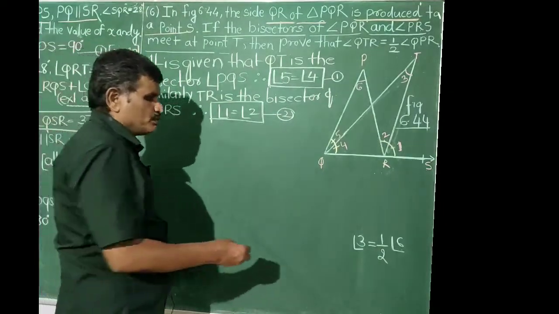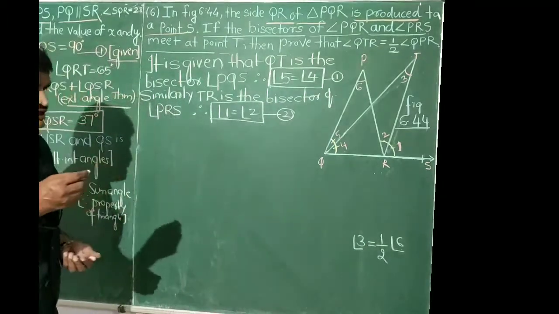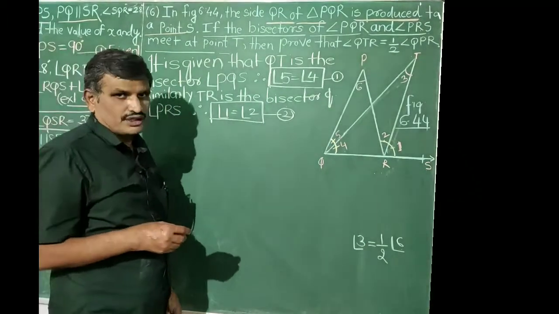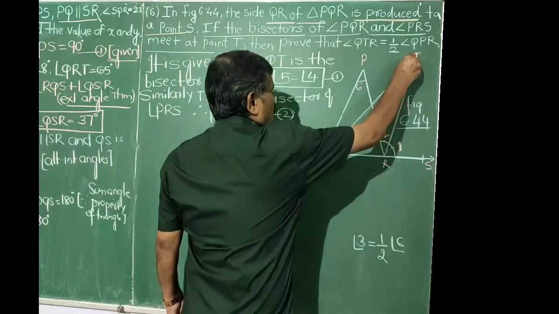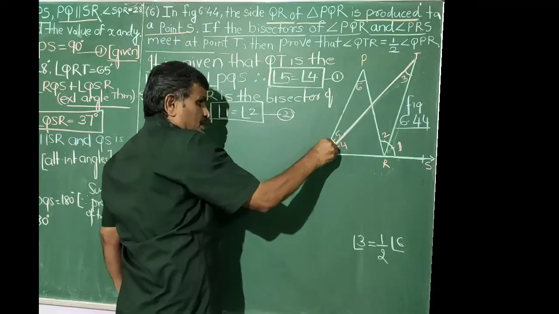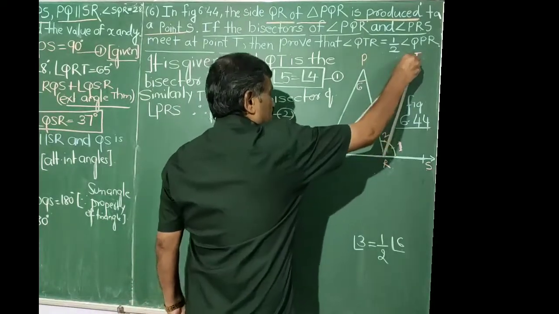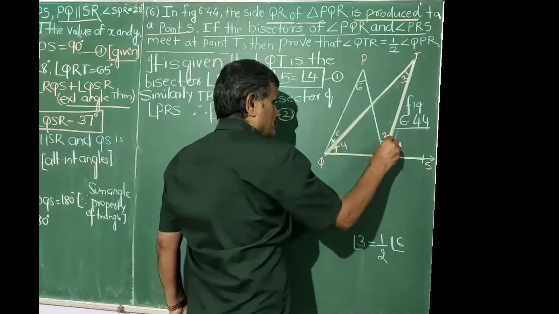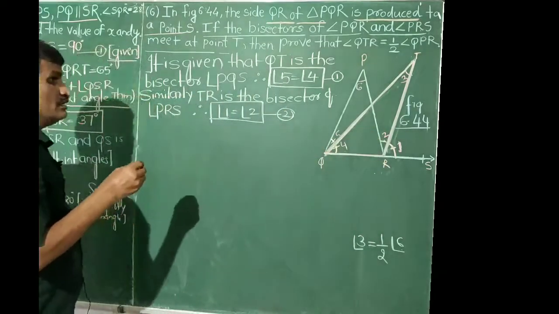Sir, you are supposed to prove that angle 3 equal to half angle 6, but you are writing something else. Come on, my dear children, wait for a minute. I am coming to the point. The point is, I am talking about this triangle. I want that you all should pay your attention here. See, I am talking about this triangle. What is the triangle? This triangle.